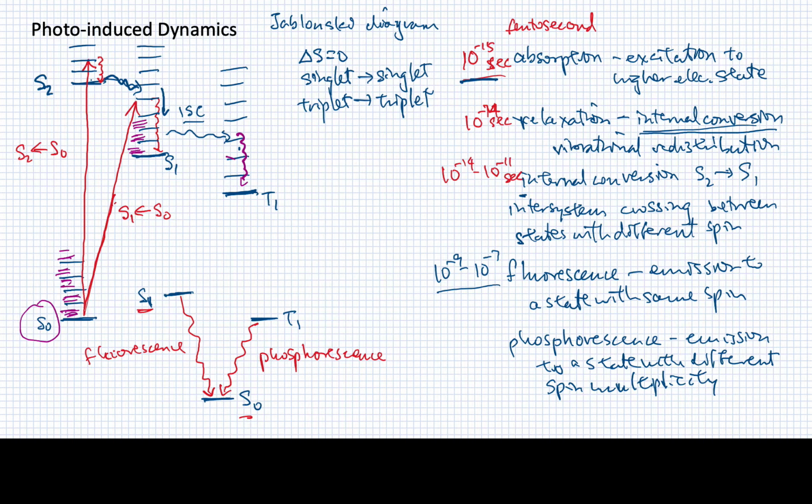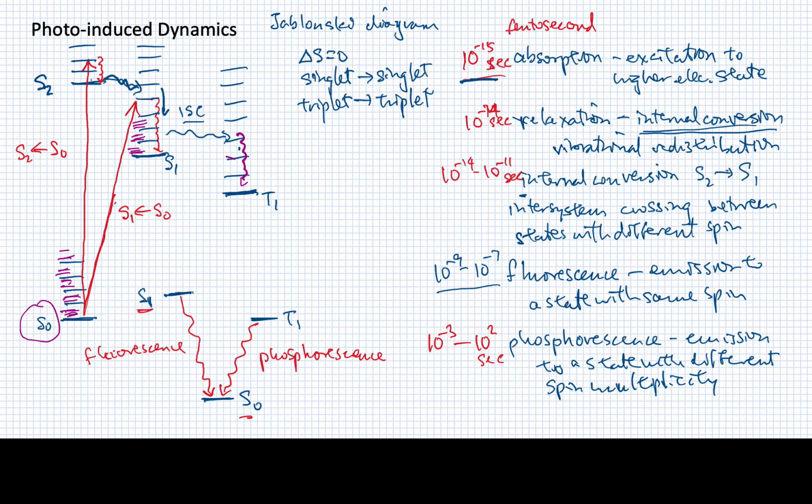And phosphorescence now takes place on a really slow time scale. In this case, what I mean is something like 10 to the minus 3 all the way up to 10 to the 2 seconds. So in other words, it can take minutes for phosphorescence to occur. And if you've ever played around with phosphorescent material, this is probably not a surprise for you.